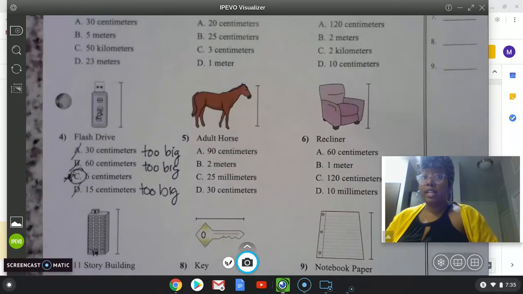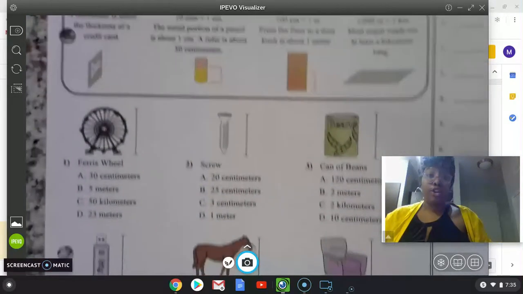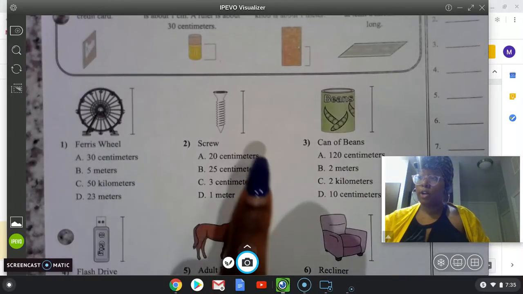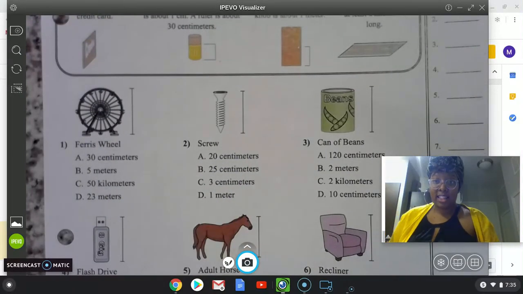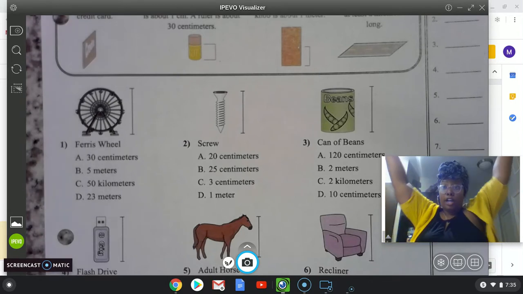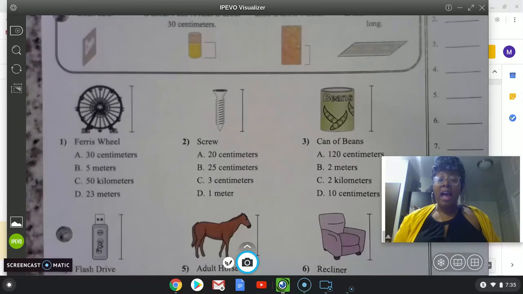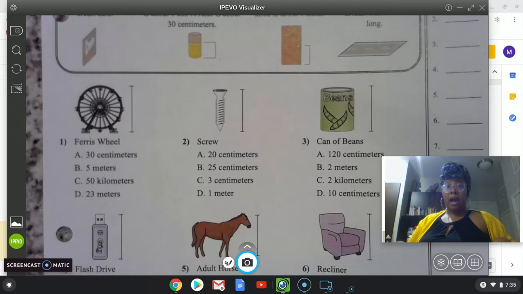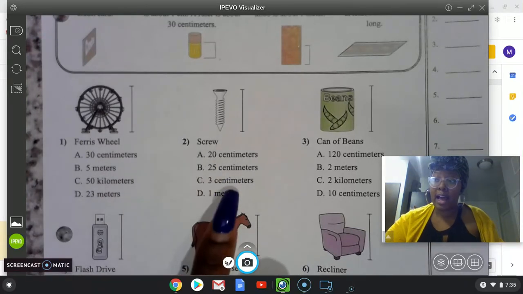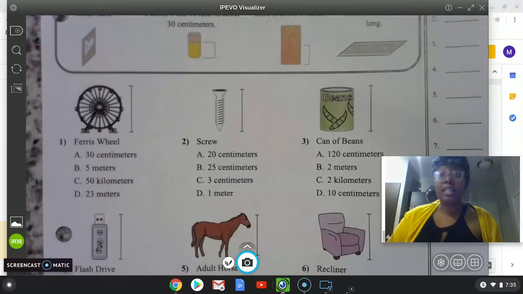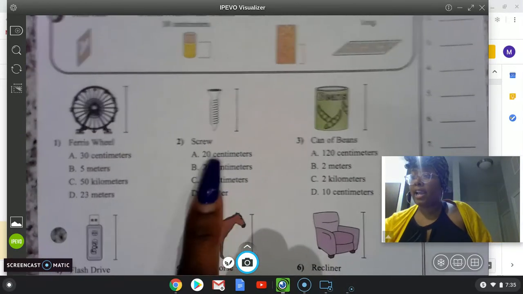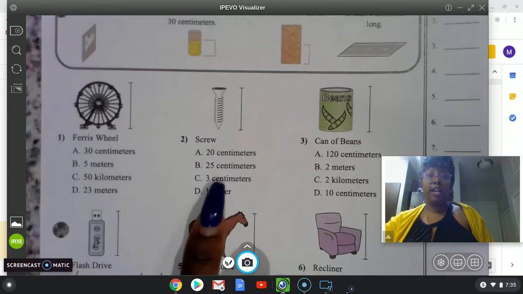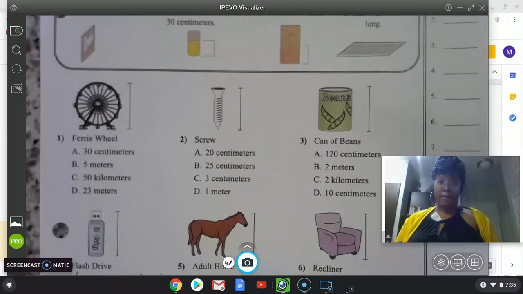Now, when you do these, sometimes you might have the units mixed up, just like the Ferris wheel, the screw. But you're thinking like this: if it is so large, like a Ferris wheel, I know for a fact I'm going to be using the larger unit. So when I look back at the chart, I should look at the bottom. If you know it's teeny tiny, you know that you need to have smaller units like centimeters or inches, and the numbers need to be smaller. So on here, the numbers and the units matter.